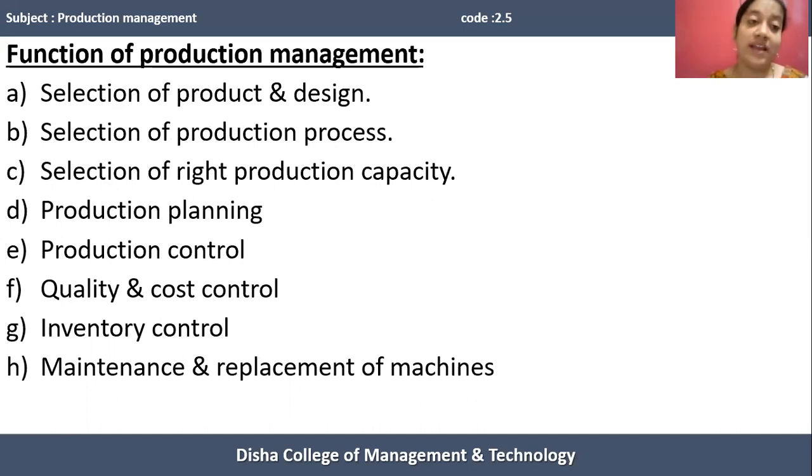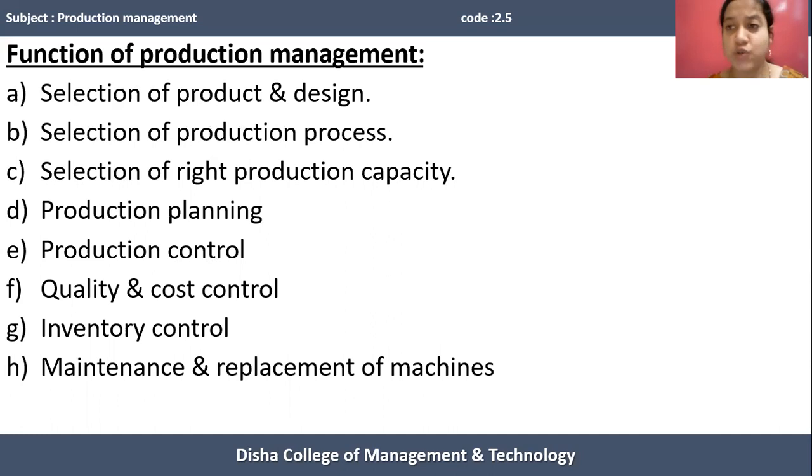There are a number of functions the production manager has to perform on a day-to-day basis. First one is the selection of product and design. Means what type of product the manufacturer, the organization, is going to produce.